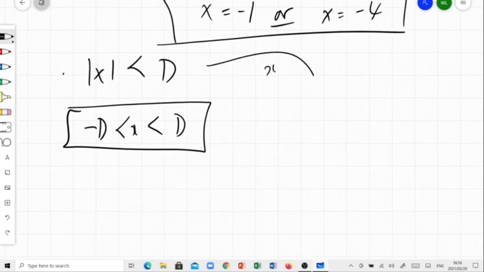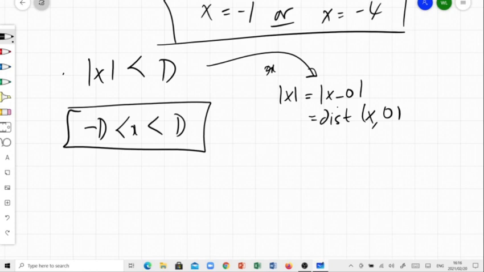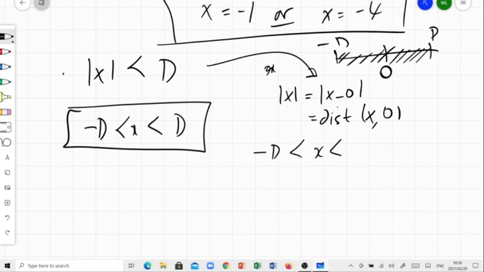Let's look at it geometrically once again. The absolute value of x is nothing but the absolute value of x minus 0. So that is the distance between x and the origin 0. We want the distance between x and the origin to be smaller than d. So this just points to a ball of radius d, because you're looking at all the x's which are within distance d of the origin. Therefore this will force x to be between minus d and d, same as before.